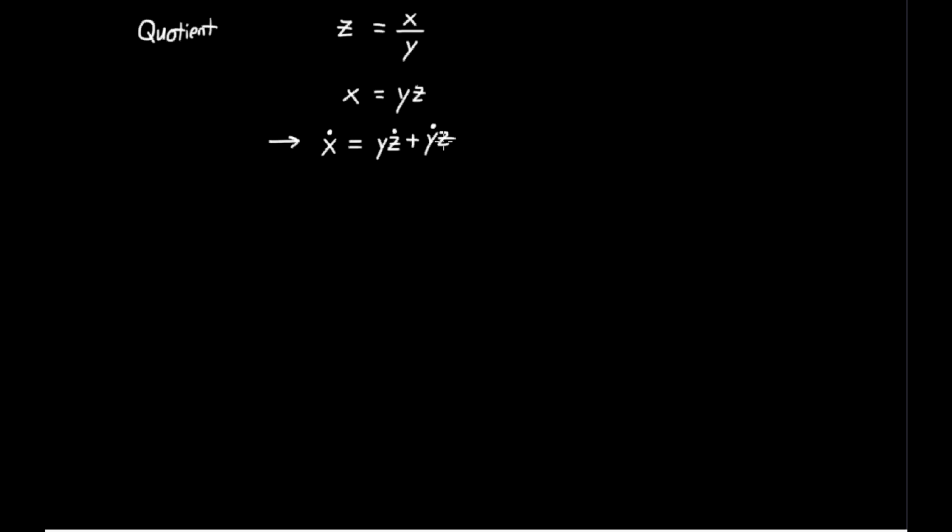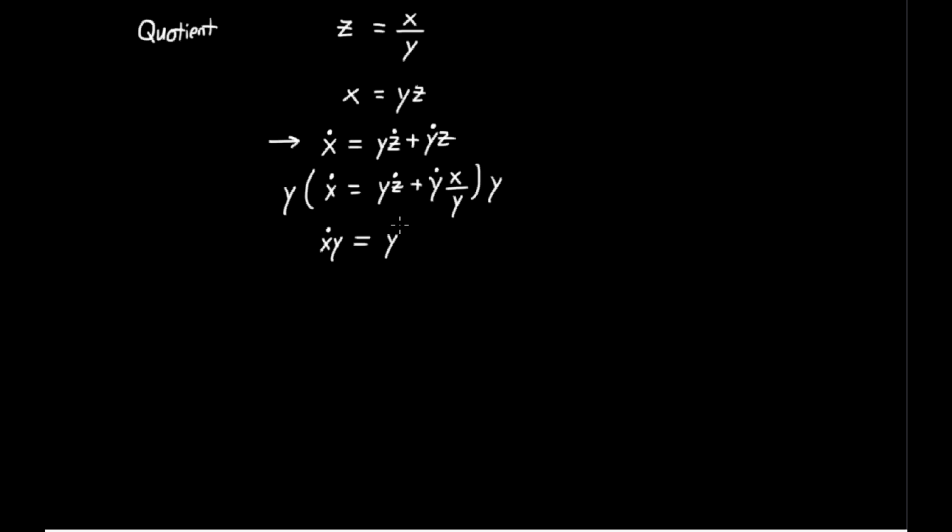And now I'm going to take that z there and substitute back in x divided by y. So I have y z dot plus y dot x divided by y. And that's still equal to x dot. And now what I'm going to do, I'm going to multiply both sides of the equation by y, just to clear out that denominator. On the left-hand side, I have x dot y. On the right-hand side, I'm going to have y z dot times y.